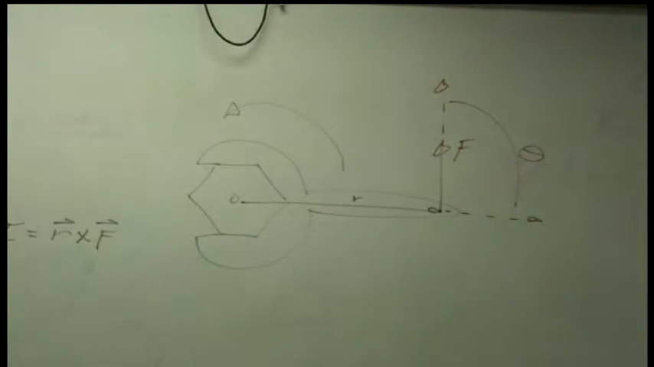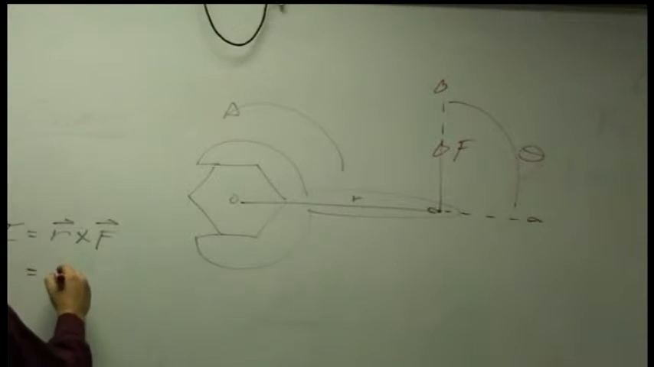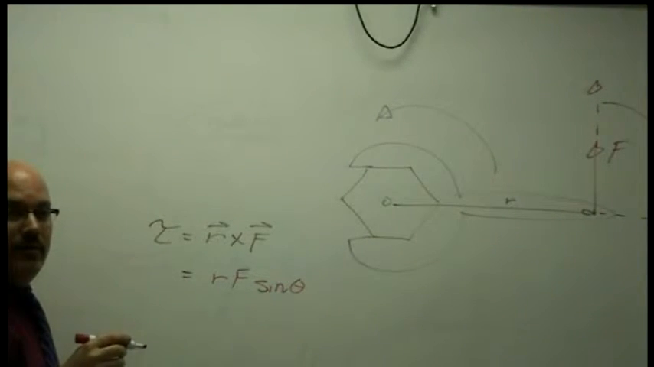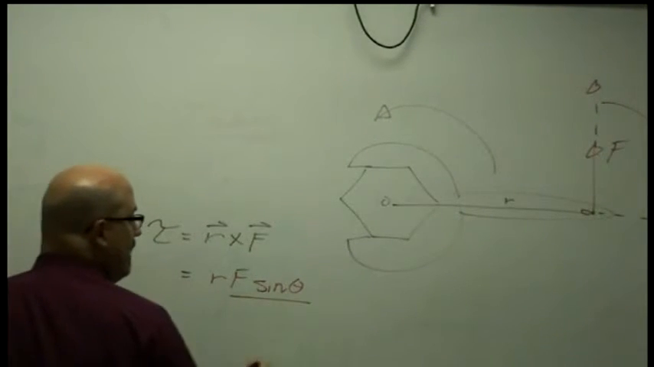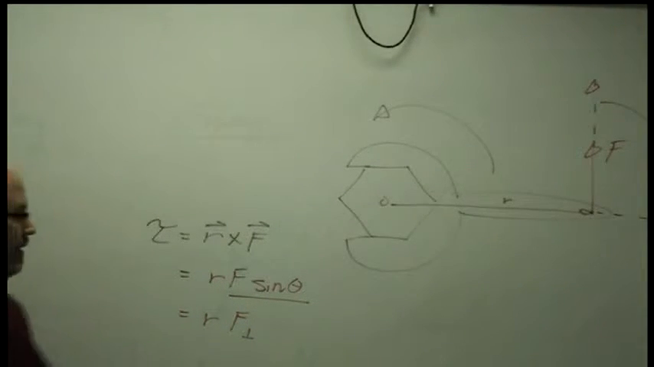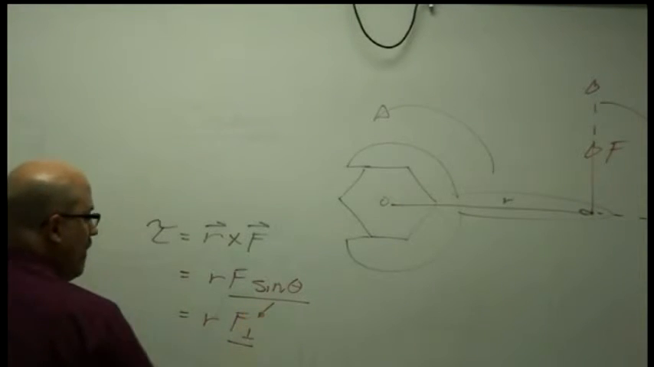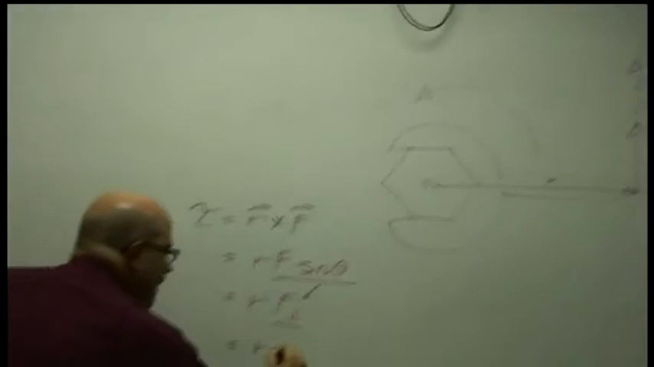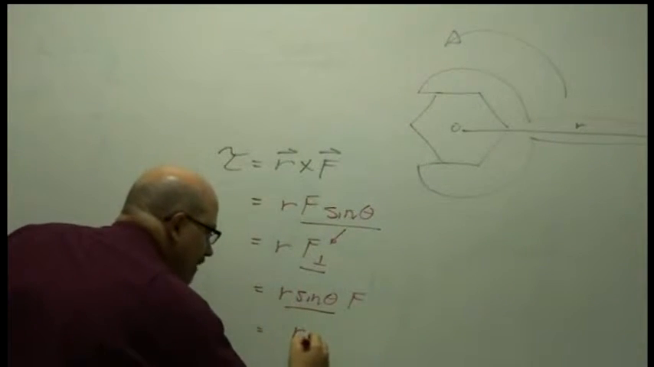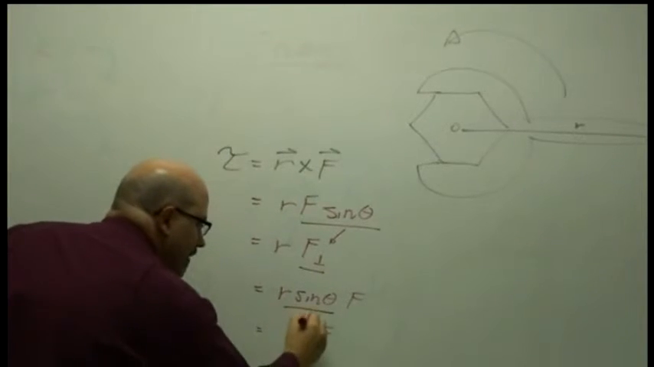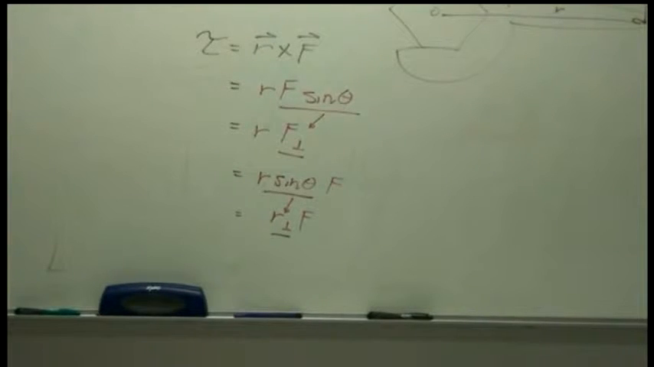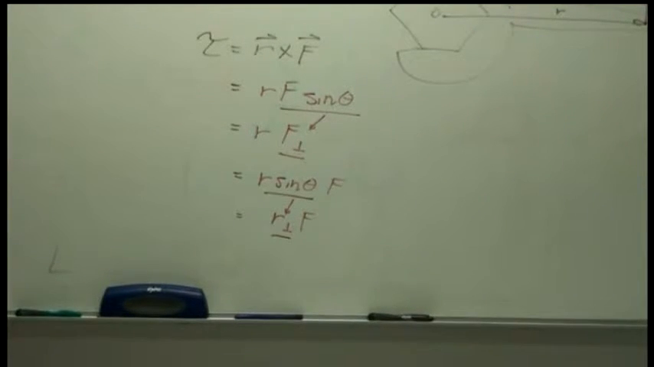So don't forget, this is also RF sine theta. R cross F. This right here is the same thing then as R F perpendicular. Or you could write it R sine theta F, in which case that's the perpendicular radius right there. That perpendicular radius thing is going to come in real handy. Remember I told you that. It's going to come in real handy when we talk about angular momentum.